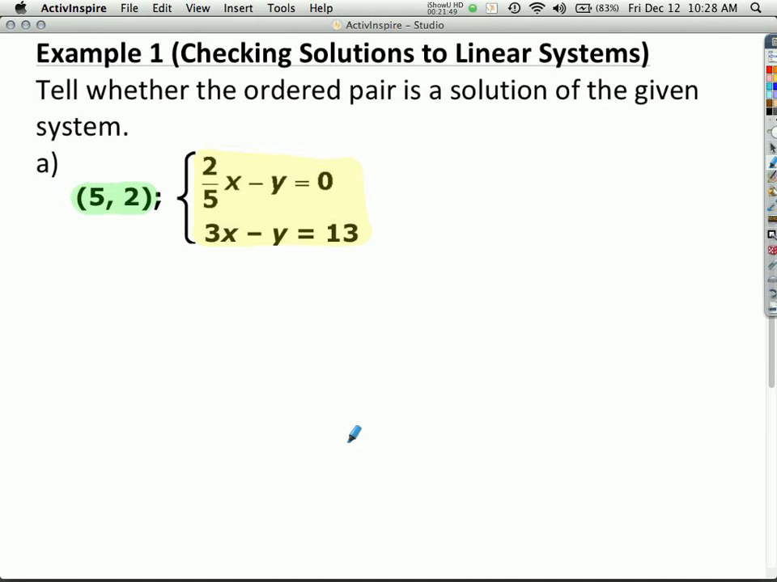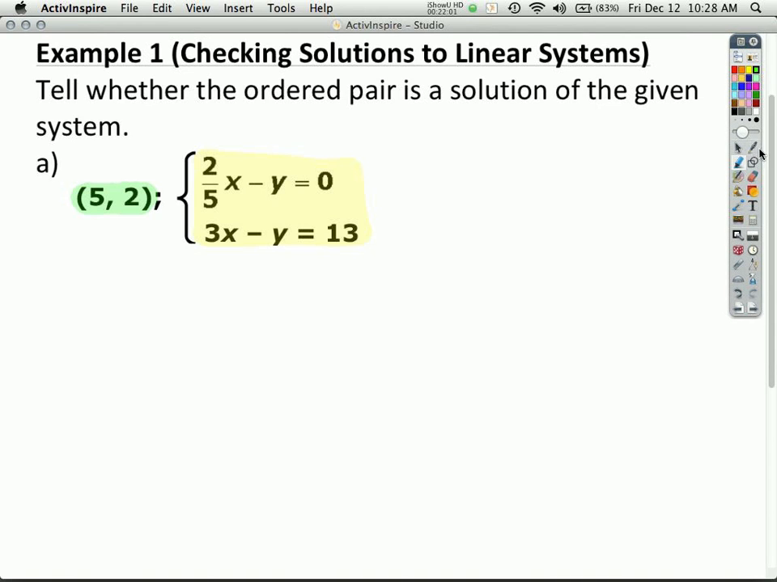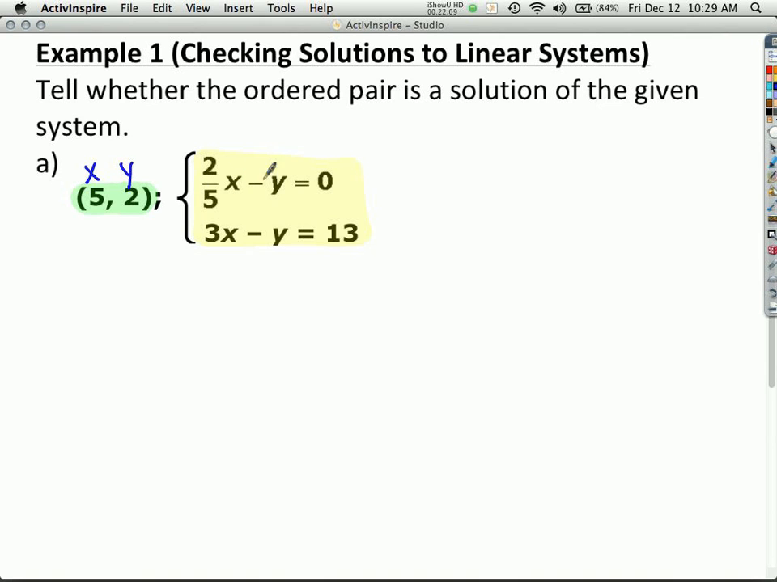So I could go ahead and draw the graphs and check where they crossed. But we're going to check a different way. We're going to check algebraically. And what it means is we take the numbers and we plug in. This is an x, that's a y, here's x, here's y, here's x, here's y.